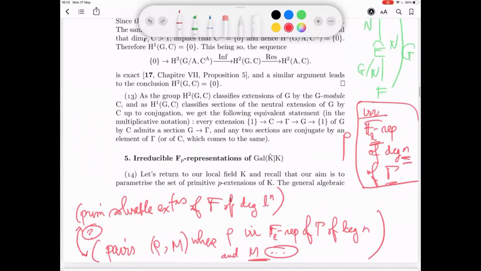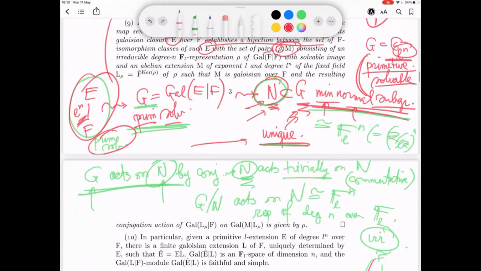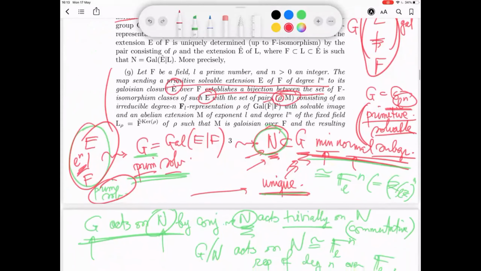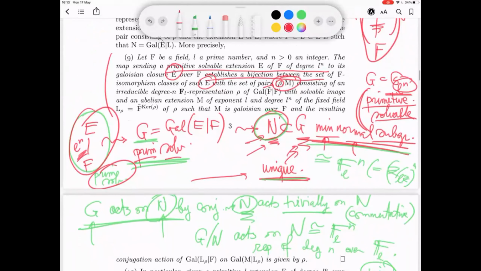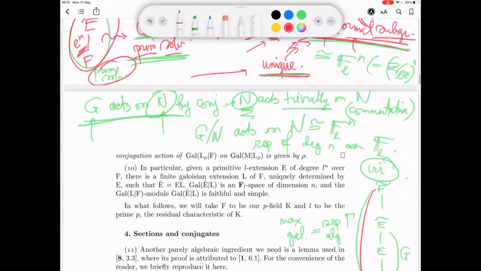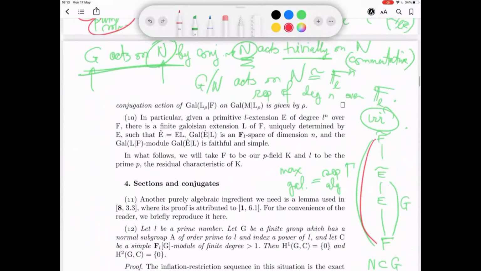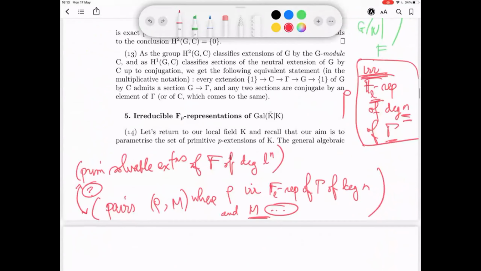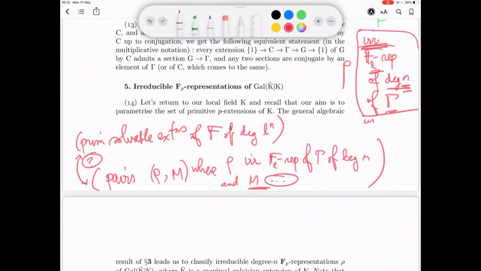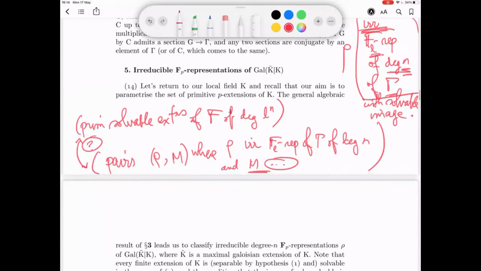Okay, so what is M? Before I do that, I have to say something about rho. Not only do I get an irreducible FL representation of degree N, but its image is solvable. So for rho, I had to add not just irreducible FL representations, but with solvable image.